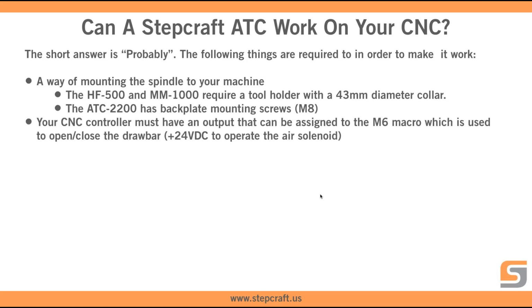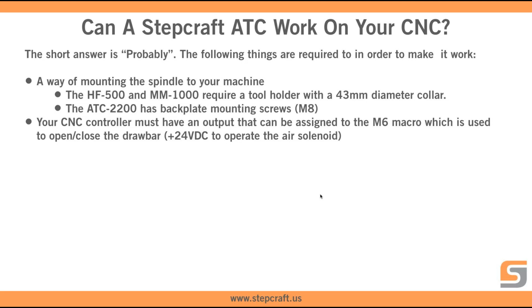Your CNC controller has to have an output that can be assigned to the M6 macro. And that's the macro that you use to open and close the drawbar. The air solenoids that we use that are most common are 24 volt DC. So you don't necessarily have to have an output that delivers 24 volts. If your output delivered 5 volts and your solenoid needed 24, then you could run the 5 volts through a relay and use a 24 volt power supply to power the solenoid.